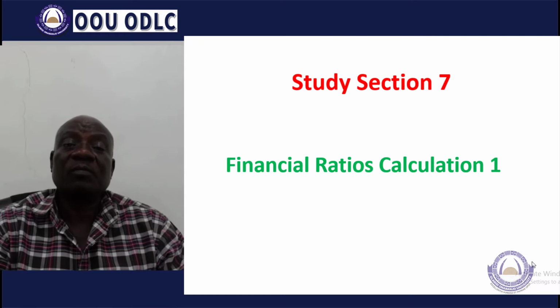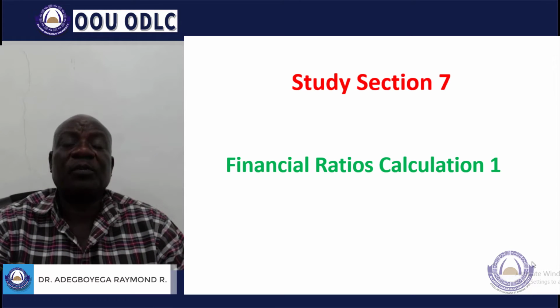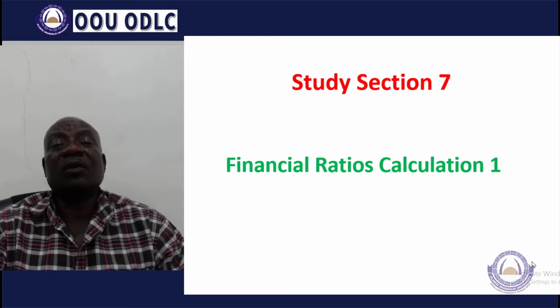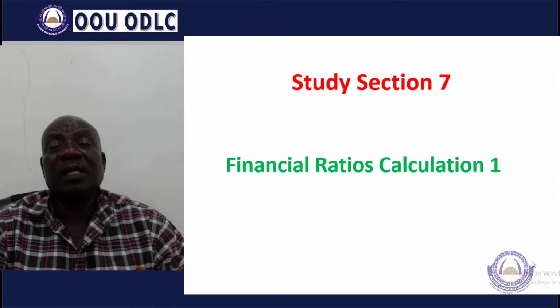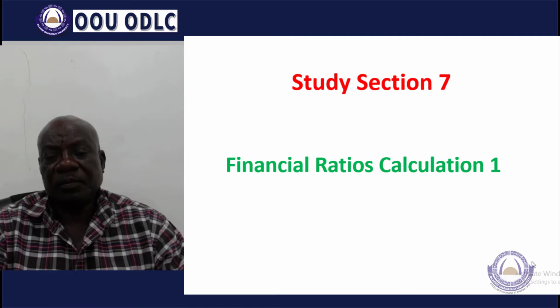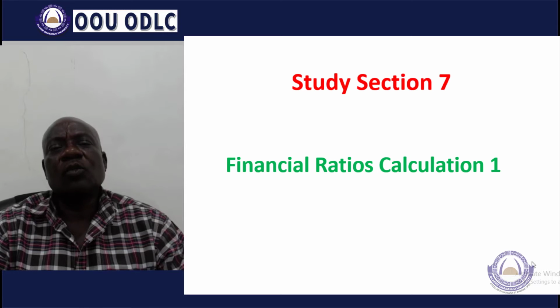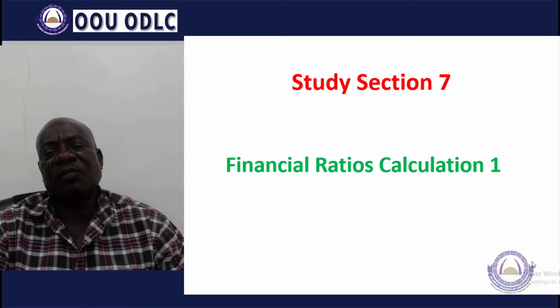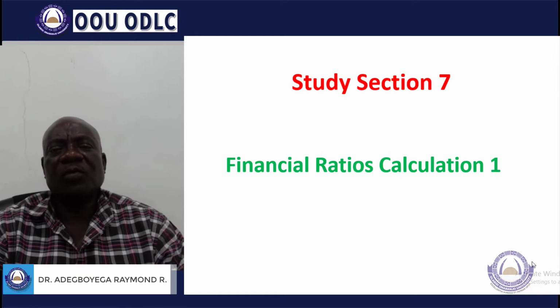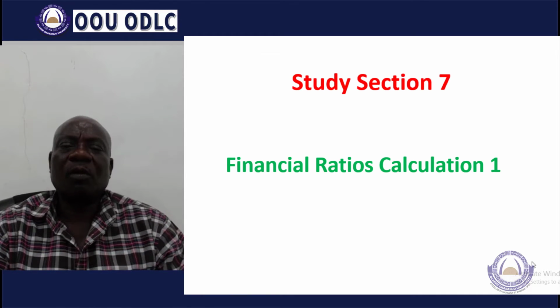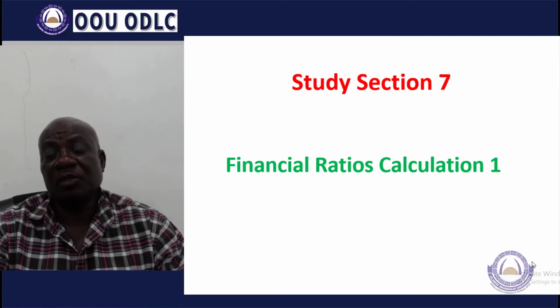Like I made mention, you can compare the financial position of GT Bank with that of First Bank or Stanbic Bank in order to know which of these banks is actually performing very well. But in study section 7, we are going to look beyond that and see how some of these financial ratios are calculated, and what is the purpose of such financial ratios.